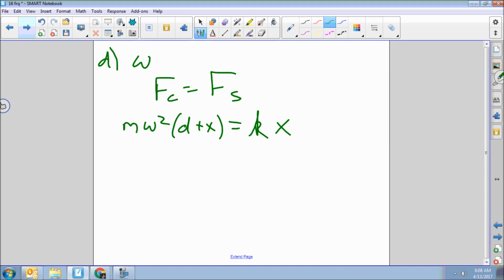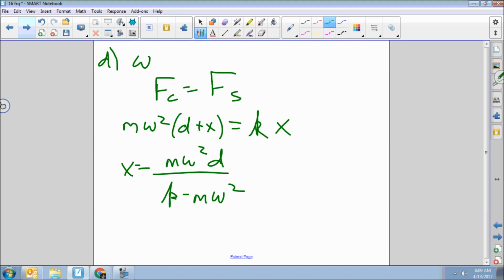The answer turns out to be d over 3. Oh, I know what I'm missing. I'm sorry. So we got to find a way to simplify all this. Okay, so if you rearrange all of this and solve for x, I'm going to skip the algebra, but you can rearrange this, and you get x equals m times omega squared d all over k minus m omega squared. Everybody okay after there? Just some algebra.